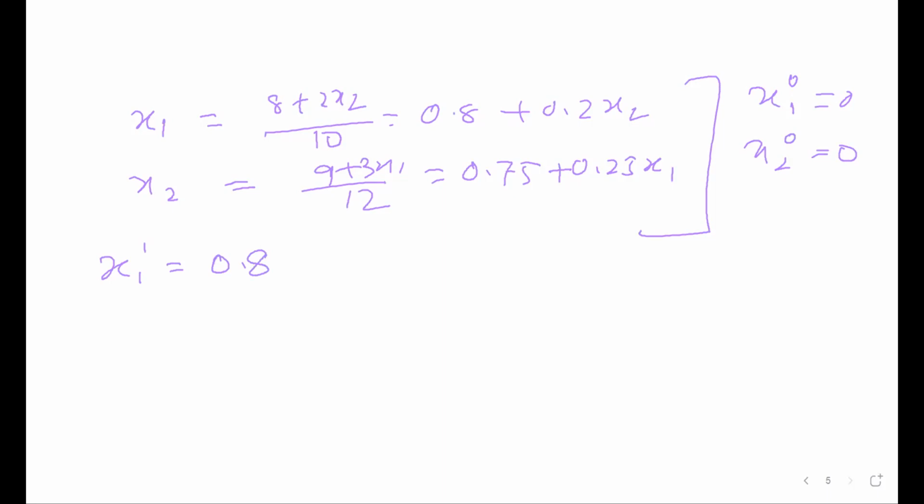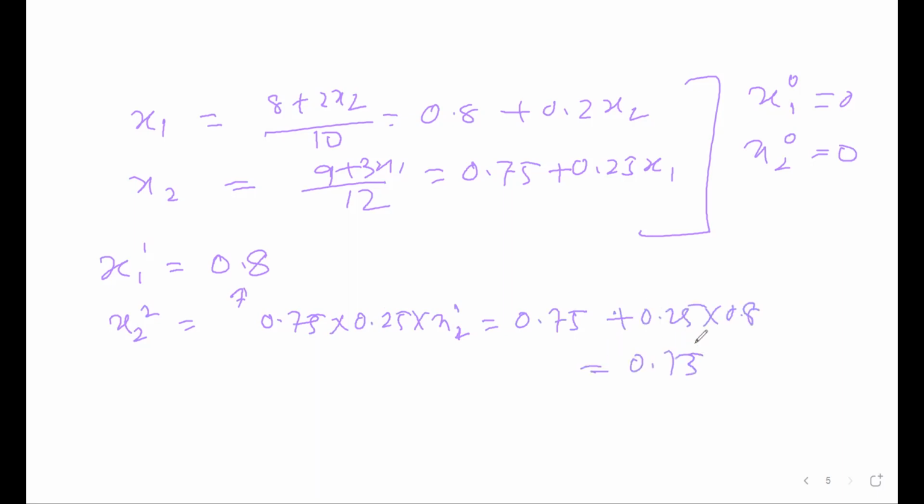Now, in our conventional technique, in finding x2 we use these immediately calculated values, so it will be equal to 0.75 plus 0.25 into x1. And that was equal to 0.75 plus 0.25 multiplied by 0.8, which is 0.75 plus 0.2, equal to 0.95, isn't it? Yes, sir.